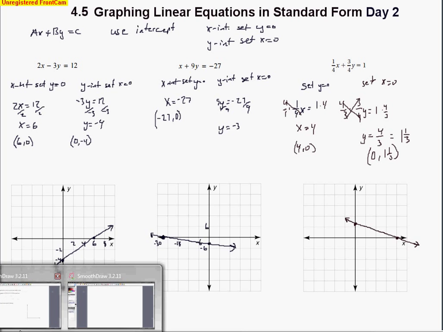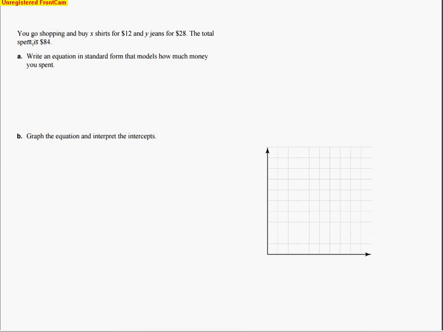Let's take a look at another one here. Here it says you go shopping and buy X shirts for $12 and Y jeans for $28. So the first thing I'm going to look at is, okay, they're telling us what variable to use for X, or what our X should be. And so it's the number of shirts, X shirts for $12. X shirts means number of. And so that's going to tell me that I'm going to end up using number of shirts for my x-axis. So let's do that. Number of shirts.